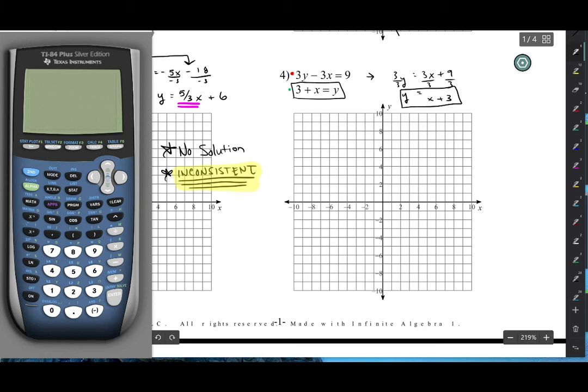And all that means is that this is going to be our infinite solutions or dependent system. So, dependent.